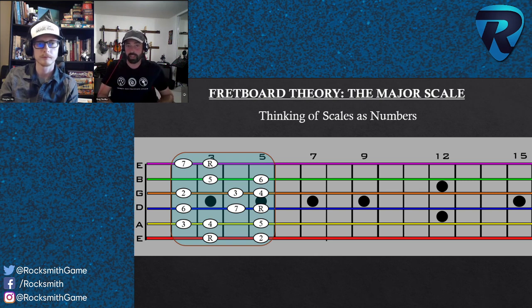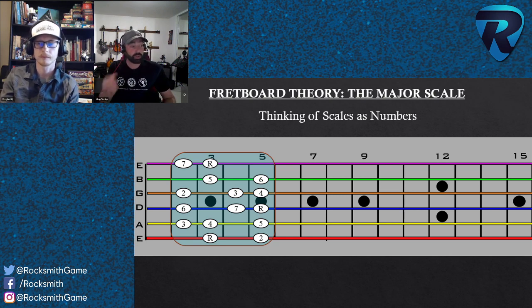And you may have heard people say things like, this scale has a flat 7 in it. Well, now you can actually see where the 7 is. When you look at it purely as a numerical reference, then you can manipulate those numbers. And that's why it's really good to visualize things in this manner.